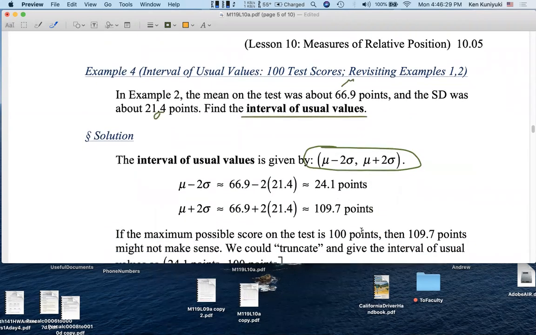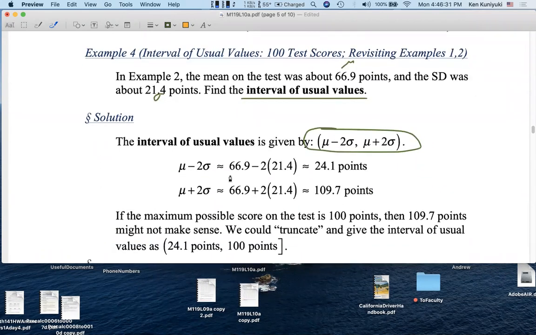Work it out with a calculator, all right? So the mean, 66.9, minus twice the standard deviation, 21.4. Remember, multiplication precedes subtraction or addition. The result for mu minus 2 sigma is about 24.1 points. For mu plus 2 sigma, it's about 109.7 points.